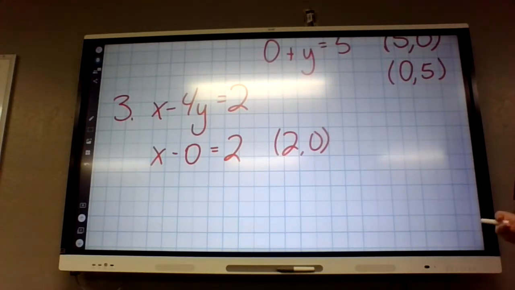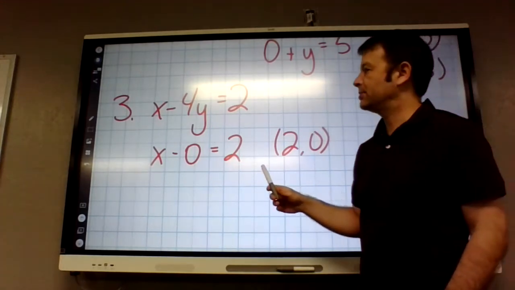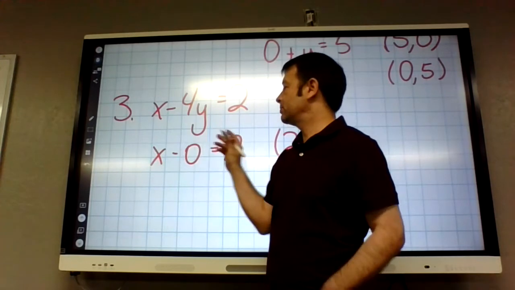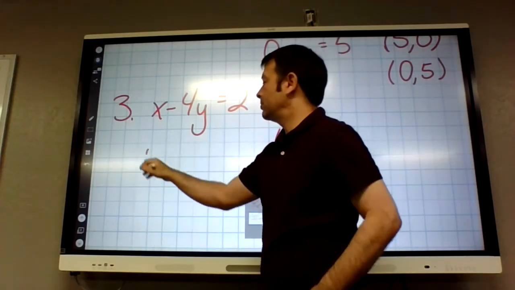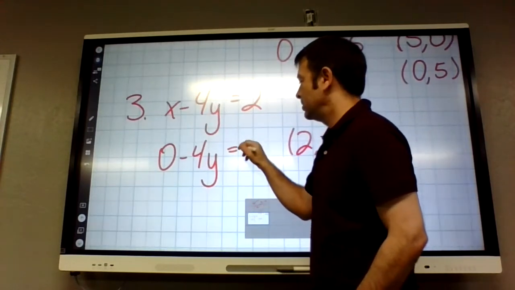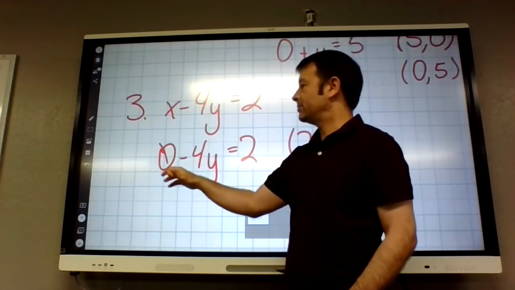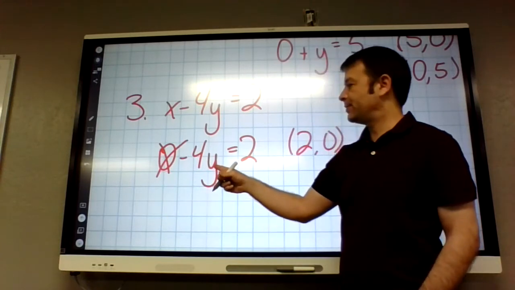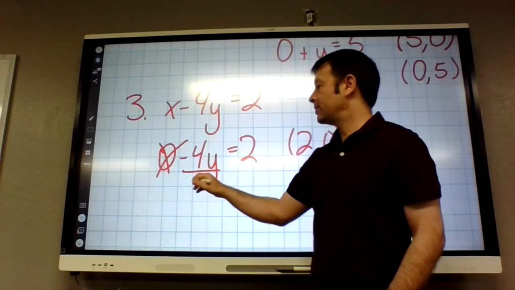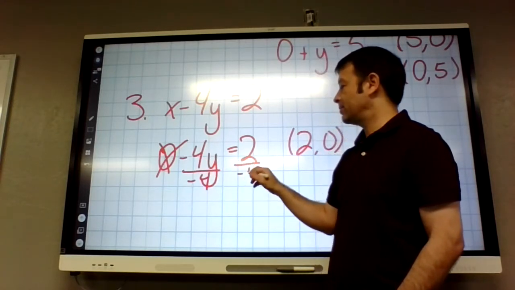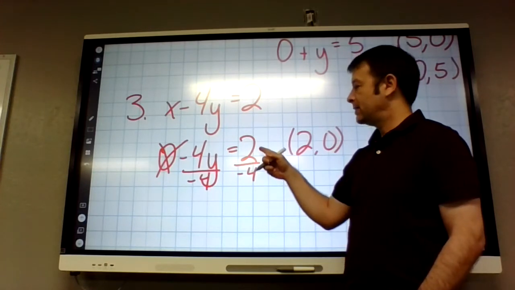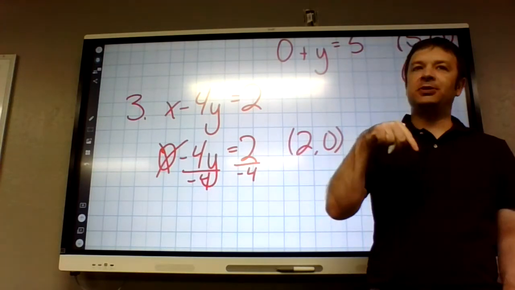Okay, and then to find the y-intercept, what do I need to do? Put 0 in for x. So 0 minus 4y equals 2. Well, the 0 doesn't really do anything, right? I don't really need that. But how do I solve this for y? Divide by -4. We're not dividing by 2, we're dividing by -4. What's 2 divided by -4? -half.